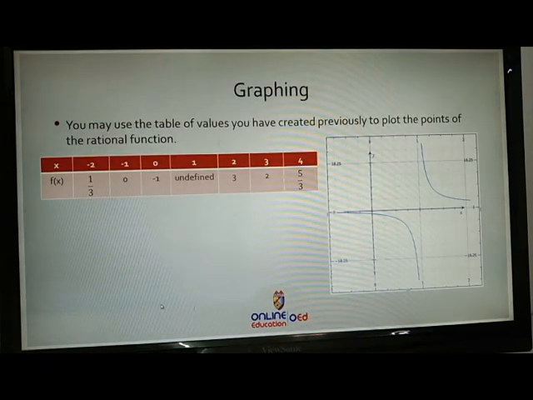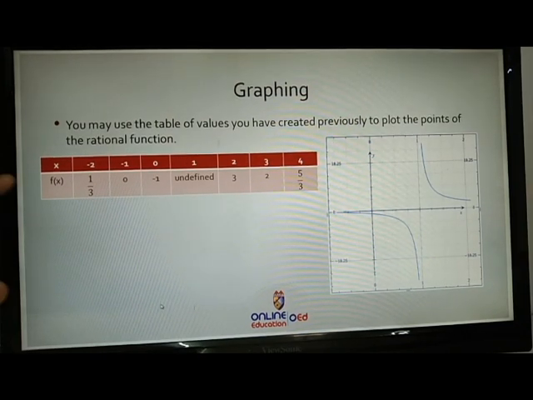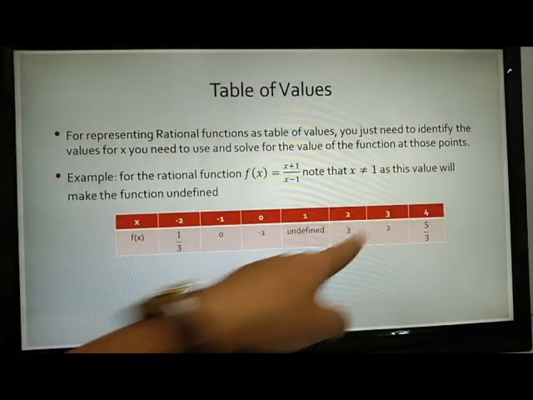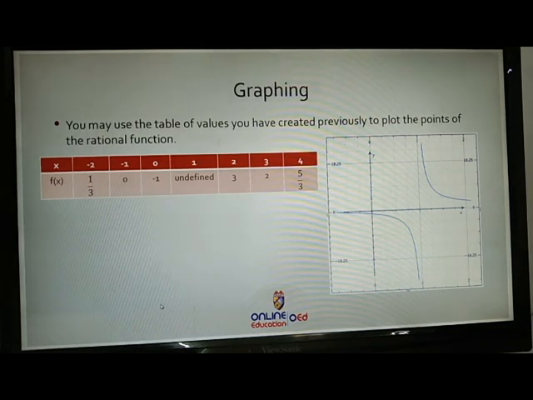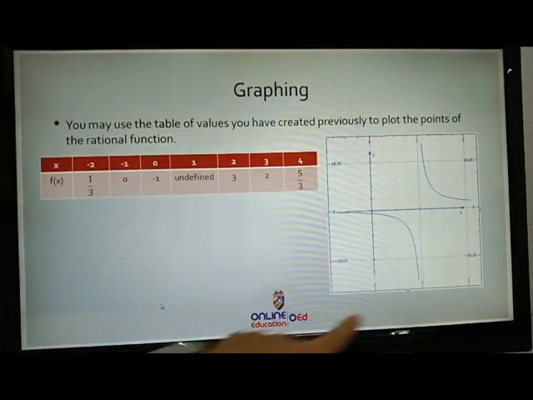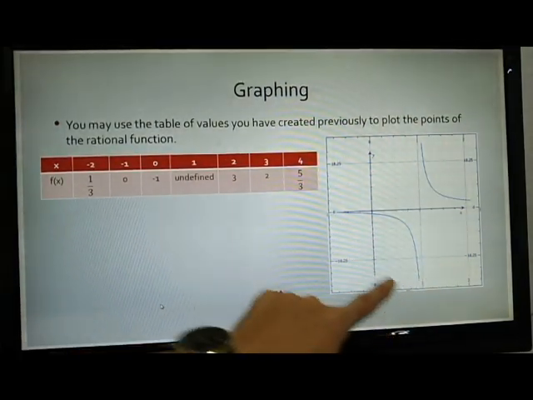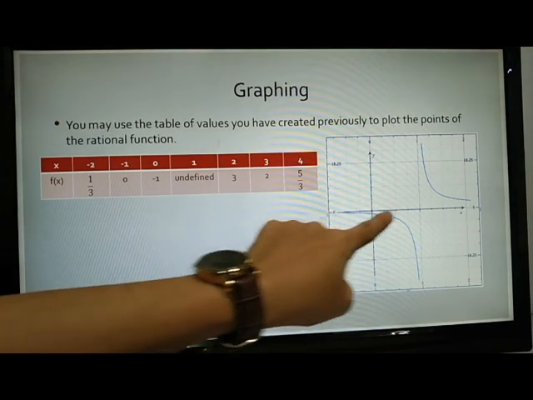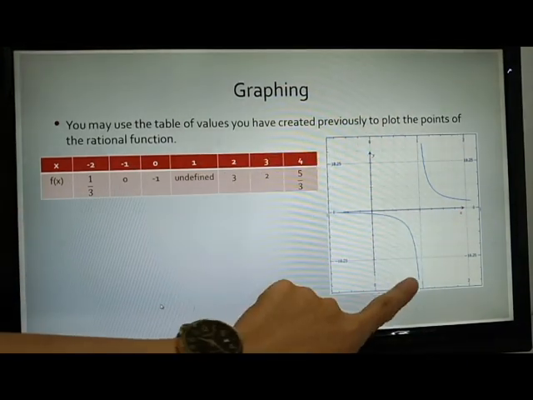So you may use the table values you have created previously to plot the points of the rational functions. Okay, kasi we can also represent rational functions through graphing. But in order for you to be able to plot this graph, you have to use yung table. Pwede mo siyang gamitin to plot the points. Okay, so we have the same table values dun sa previously. And you have to plot these points sa ating coordinate plane. So this is what you call the coordinate plane. And if you can recall, this is the x-axis and the y-axis.